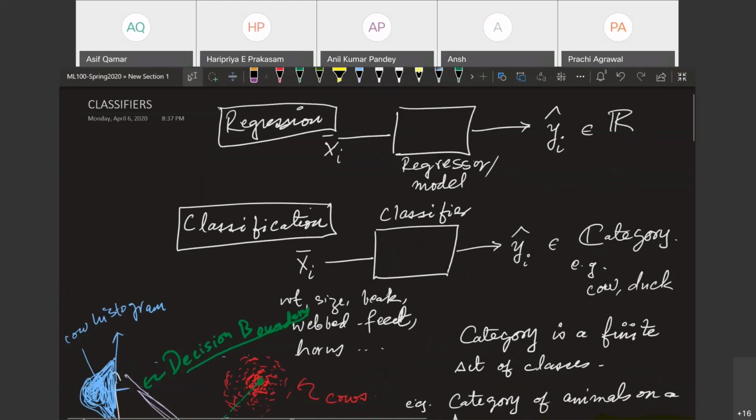So to review, we talked about classifiers last time. Now, classifiers are different from regressors. The fundamental difference is that in classifiers, the output variable is identifying a class within a category. For example, we are telling whether an animal, given its characteristics as input, is a cow or a duck or a horse and so forth. That is an identification. So that brought up the concept of a category of classes, a finite set of things, and you have to pick one.